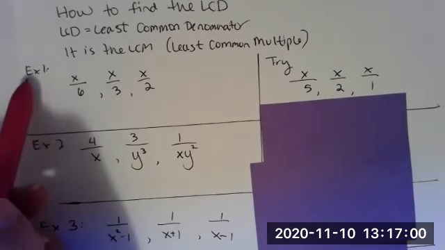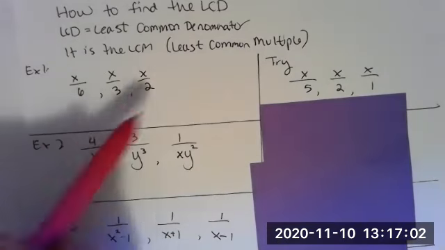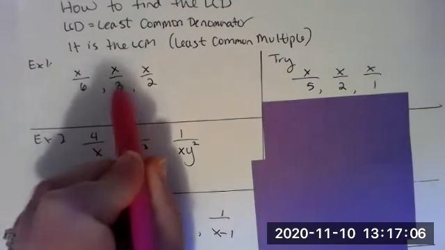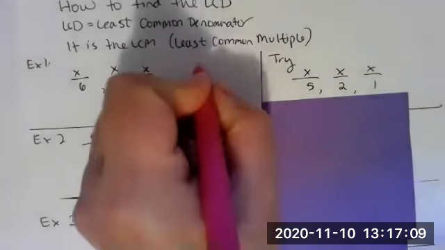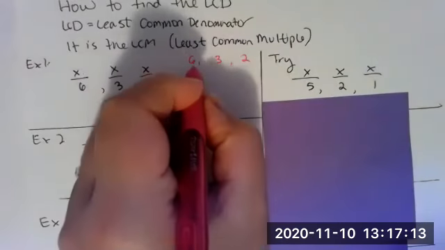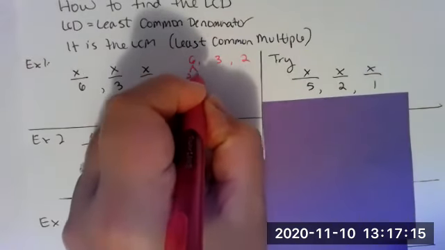So let's look at example 1, again, thinking about the way we did it in those first 2 examples. So our denominators are 6, 3, and 2. Okay, so 6, 3, and 2. If I were to break 6 down, it breaks down into 2 and 3.